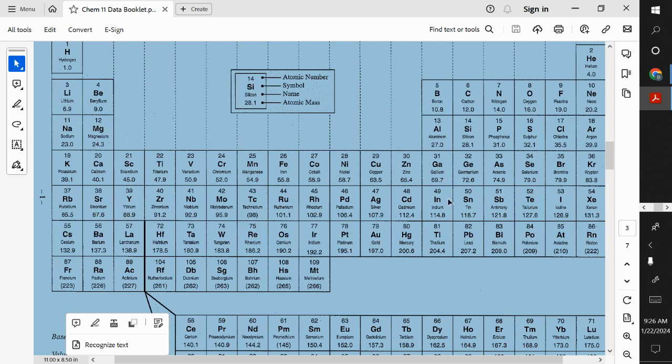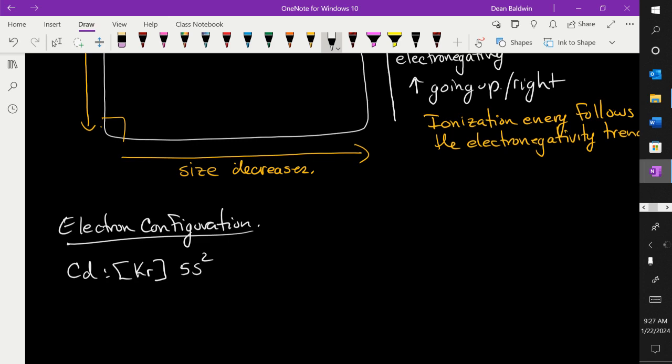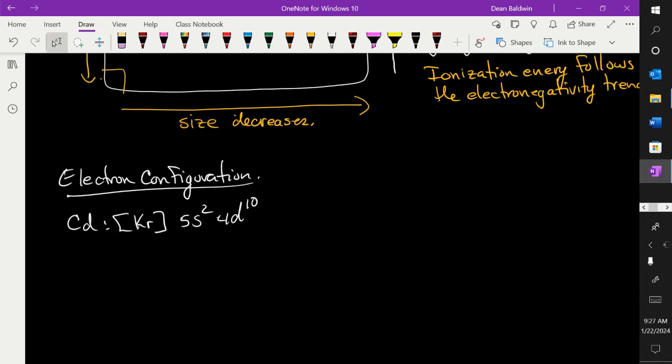What's the next bit? Well, p's are over here, right? So it's d, and it's going to be 4d. And you got to fill them all up. 1, 2, 3, 4, 5, 6, 7, 8, 9, 10. So it's 4d10. So the configuration is krypton 5s2 4d10, and that's it.